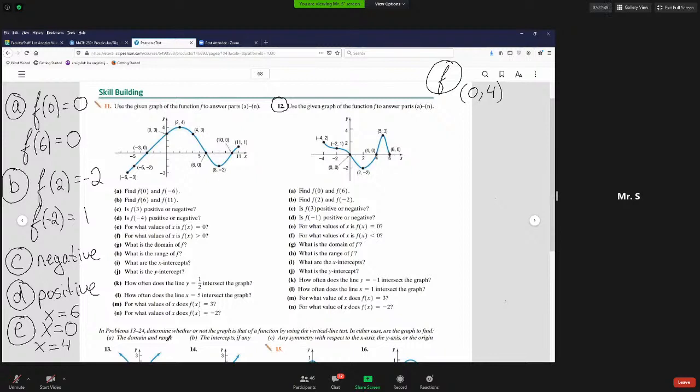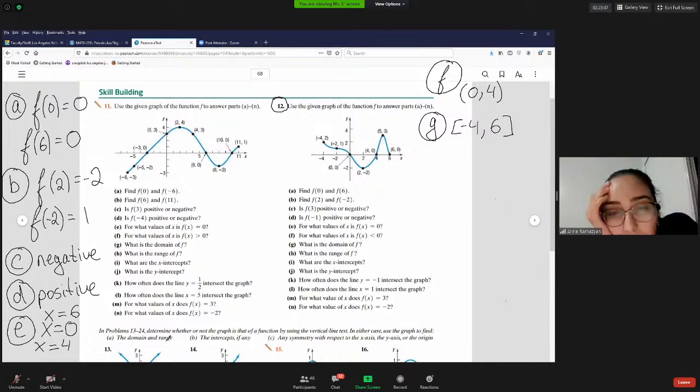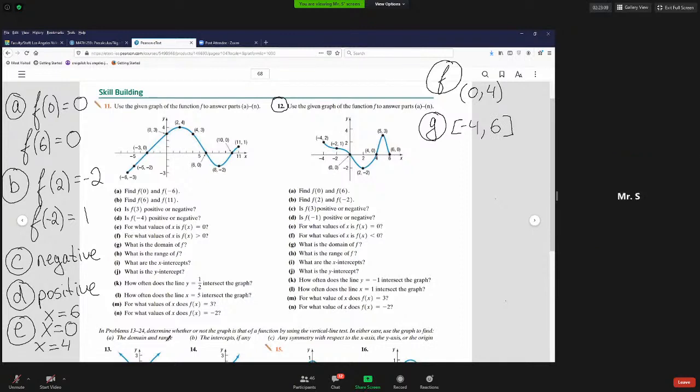Now, what is the domain of this function? -4 to 6. It starts at -4. That's the smallest value where the function is defined. And it is defined at -4, so we include it. And it goes all the way to 6. Included. And we also include 6 because it's defined. The function is defined at 6. It's 0 at 6. There's a point there.